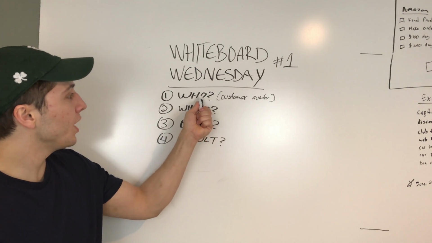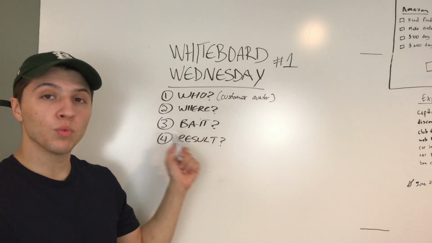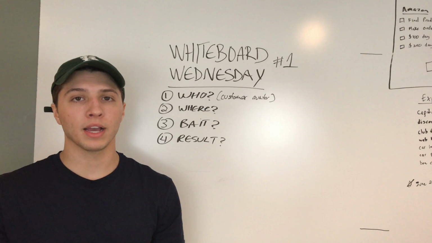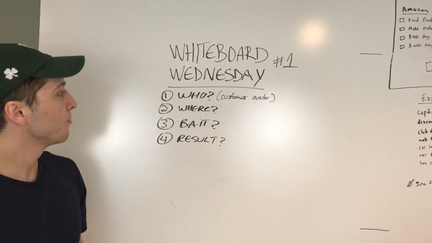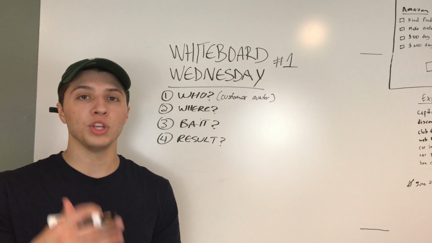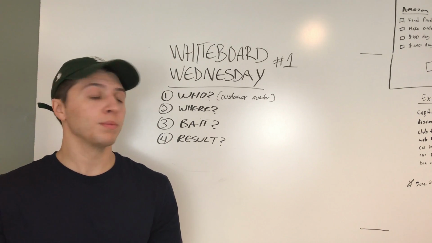Again, who is your ideal customer? Where are they at? What types of bait would attract them? And what is the ultimate result that you want to give that client? If you think about all these things, you're going to find the right customers, you're going to find out where they are, and you're going to find out what you need to do to give them the best results and to keep them buying from you, okay?